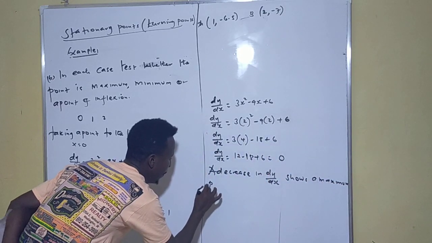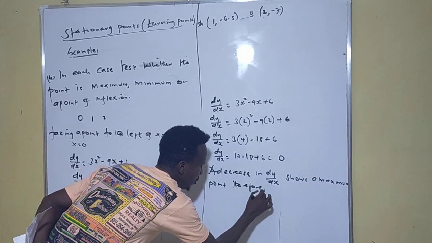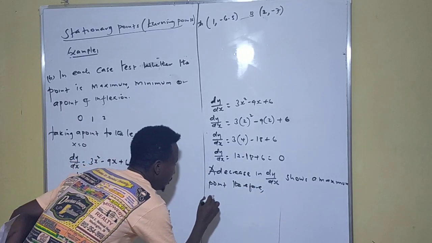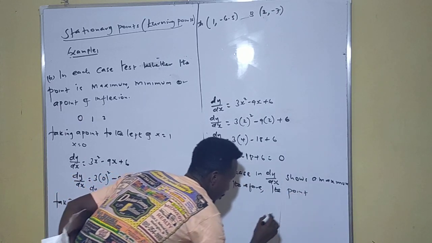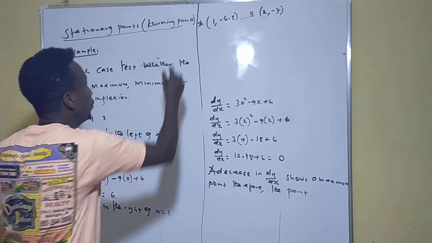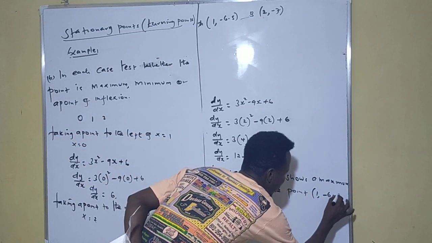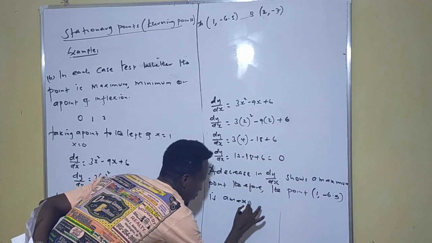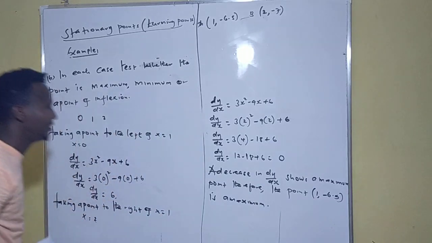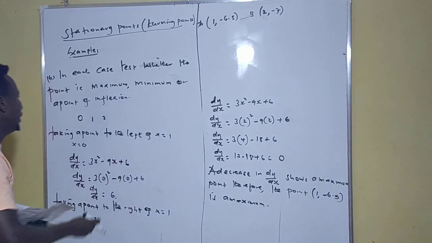A maximum point. Therefore, the point 1, negative 6.5 is a maximum. Very easy. Just understand, you're going to take the x value, then write somewhere.